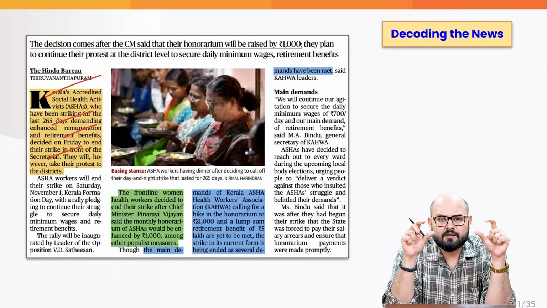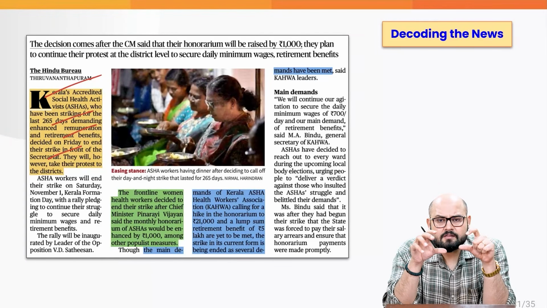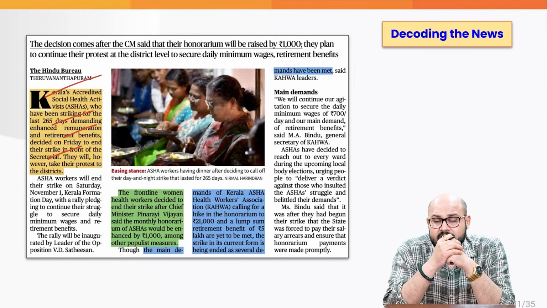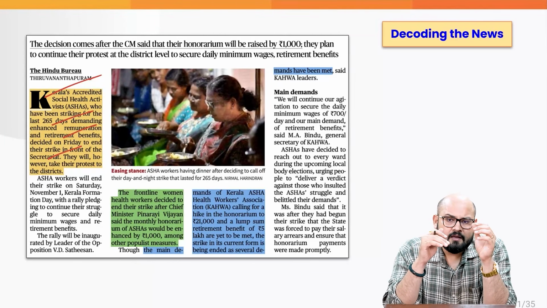Understand that these ASHA workers form the core, the foundation with respect to delivering public health services, especially at the grassroots level. But they're not treated as regular employees. Rather, they're treated as volunteers. And they don't get a regular salary. What they get is an honorarium, which is not fixed, which depends upon the whims and fancies of the state government.